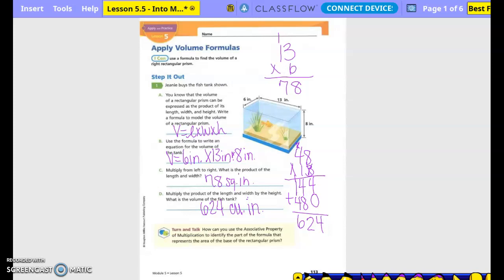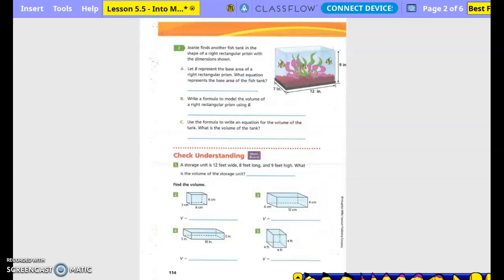All right. Number 2, Jeannie finds another fish tank in the shape of a right rectangular prism with the dimensions shown. Let B represent the base area of a right rectangular prism. What equation represents the base area of the fish tank? So we would do B, so they said that equals the base area. So what would that be? 7 times 12, so 7 inches times 12 inches.